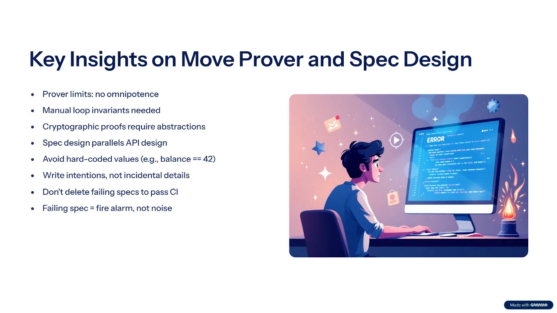The prover isn't omnipotent. Infinite loops or cryptographic proofs require manually supplied loop invariants or abstractions. And spec design is like API design. If you hardcode balance equals 42, version 3 will never raise the cap. Write intentions, not incidental numbers, and remember, deleting a failing spec to make CI green is like smashing the fire alarm to stop the noise.